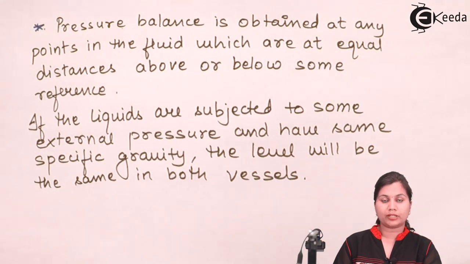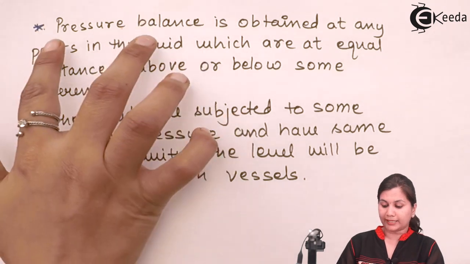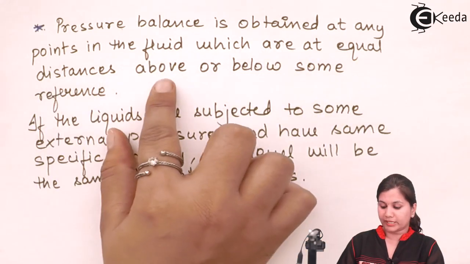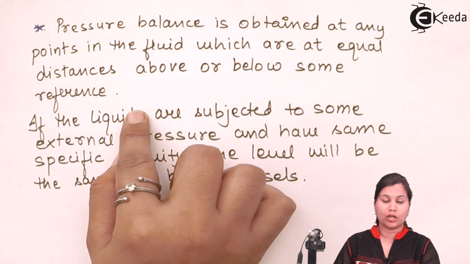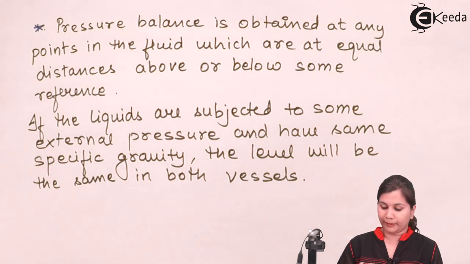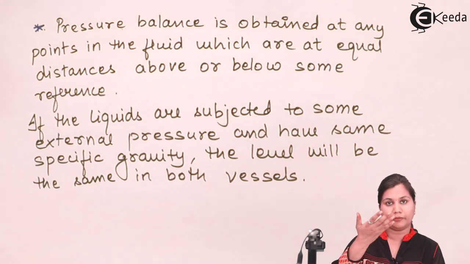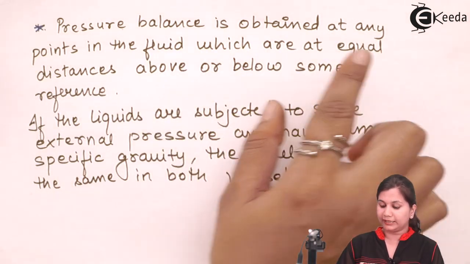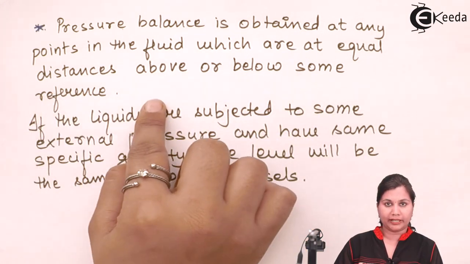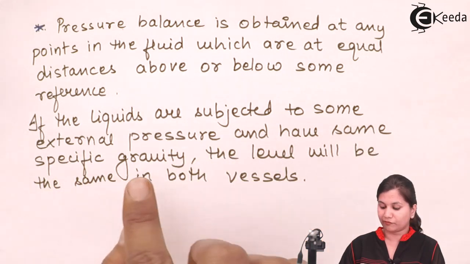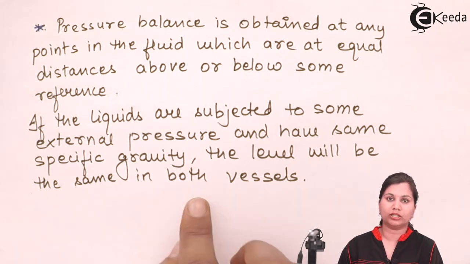So this construction and working of the sight glass is based on the principle that pressure balance is obtained at any points in the fluid which are at equal distances above or below some reference. So we are taking the bottom as our reference line and we are keeping both the vessel and the sight glass tube at the same level, or we can say at the same height above this reference line. Now if the liquids are subjected to some external pressure and they have the same specific gravity, the level will be the same in both the vessels.